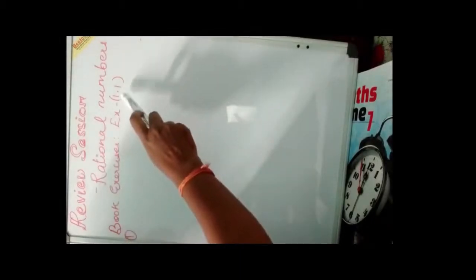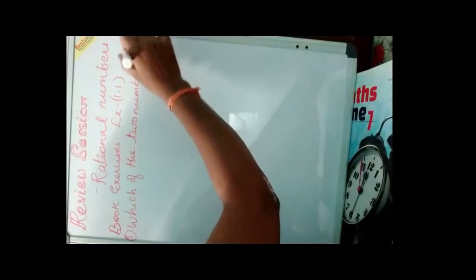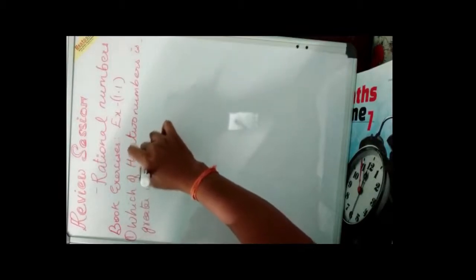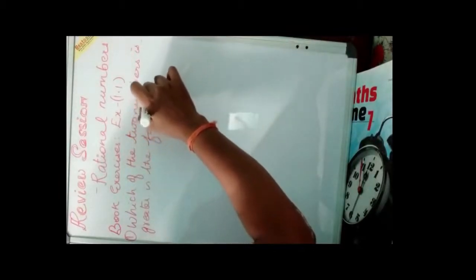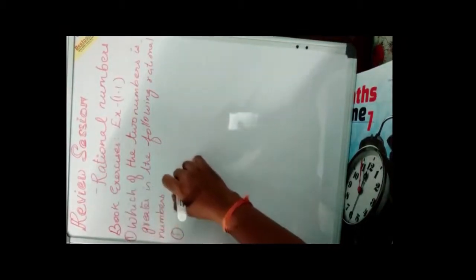Let's start our review session based on the book exercises. So I'm going to start book exercise 1.1. The first sum is: which of the two numbers is greater in the following rational numbers. The first sum is 1 by 2, comma 0.